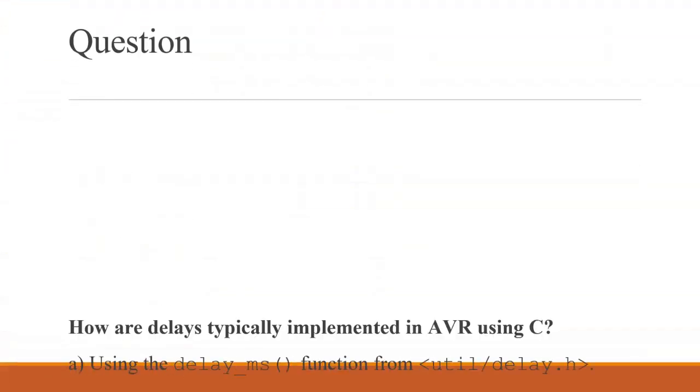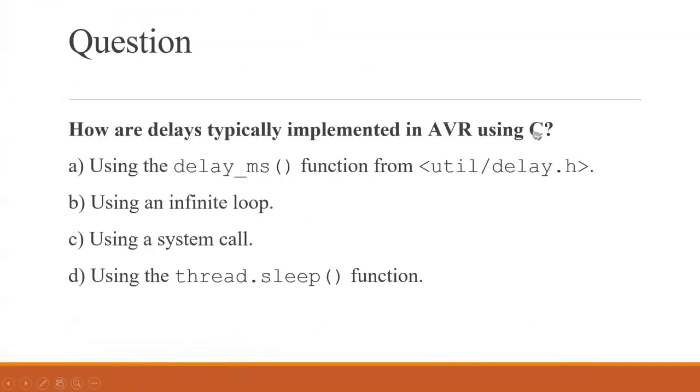To begin with, how are delays typically implemented in AVR using C? A, using the _delay_ms function, which means milliseconds, from util/delay.h. Of course, we are talking about this header file. B, using an infinite loop. C, using a system call. D, using the Thread.sleep function.